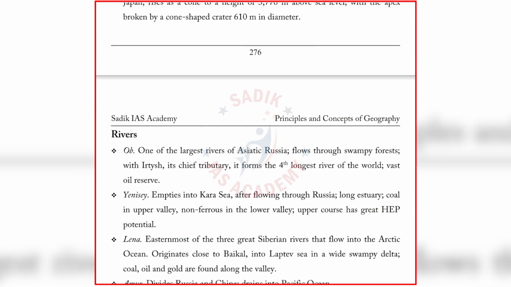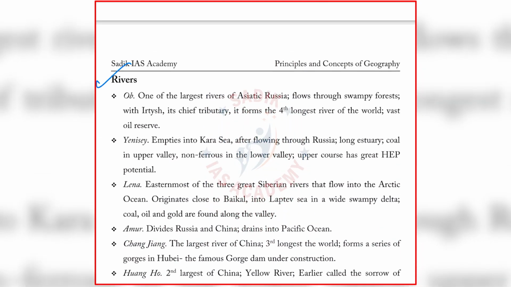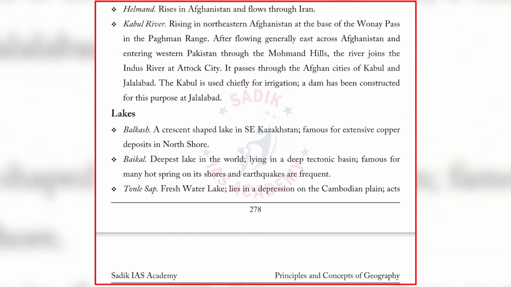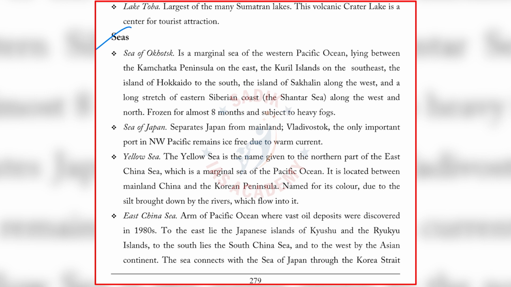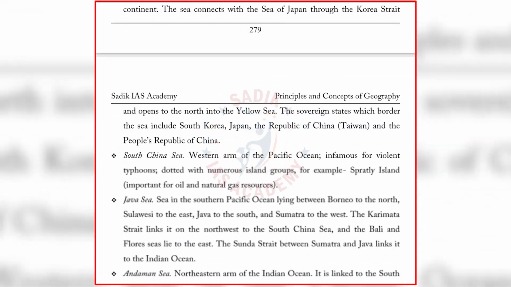Peaks I have given, and it covers rivers also. Continent wise, it covers all the important rivers and all the important lakes. Not only that, seas: what are the seas present in Asia? Now this is about Asia: Sea of Japan, Yellow Sea. The Yellow Sea is a name given to the northern part of the East China Sea, a marginal sea of the Pacific Ocean, so it is a part of the Pacific Ocean. Like that, all the things we have given.